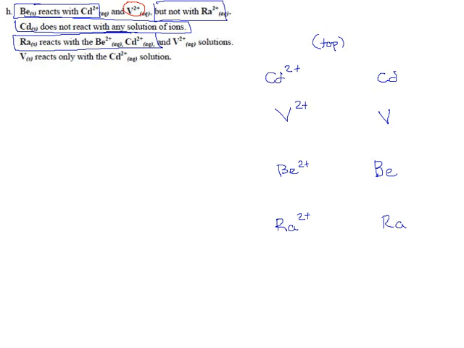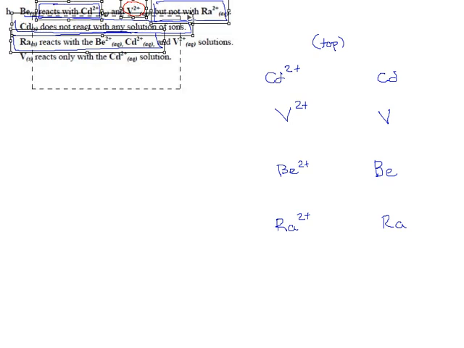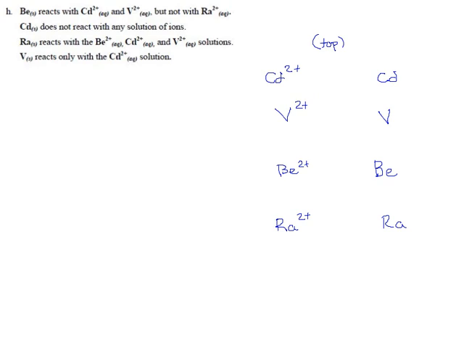Now that we have this list, let's go back through these again and confirm that they all work. Beryllium reacts with cadmium, downhill, check. Beryllium reacts with vanadium, downhill, check. Beryllium does not react with radium-2. Yeah, that's uphill, so confirmed those shouldn't react. Cadmium doesn't react with anything. Yeah, all of these are uphill to cadmium, so there shouldn't be any reactions.